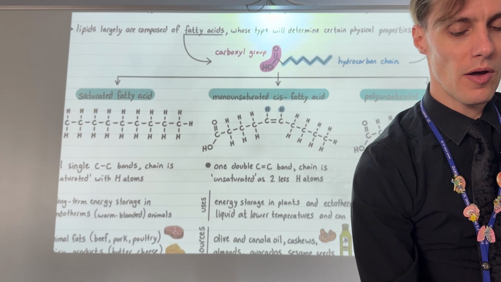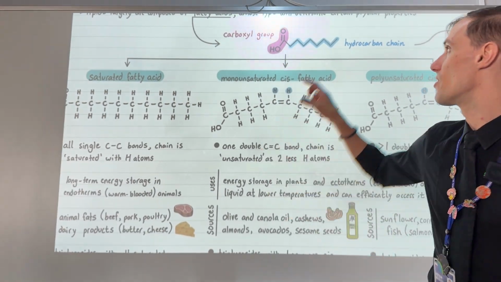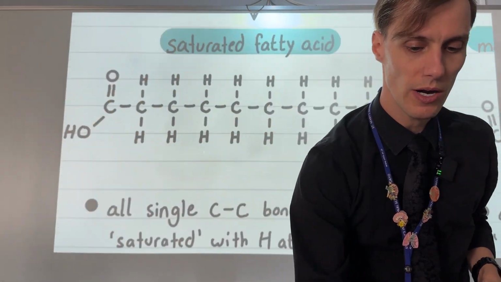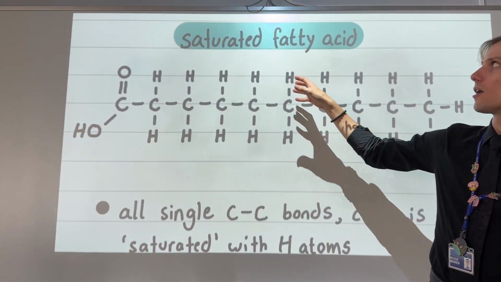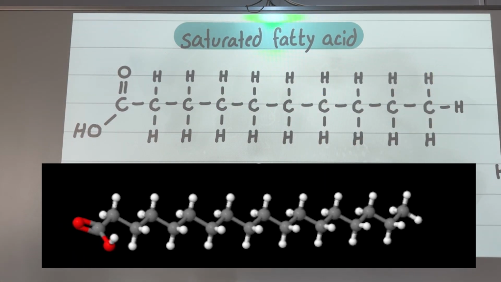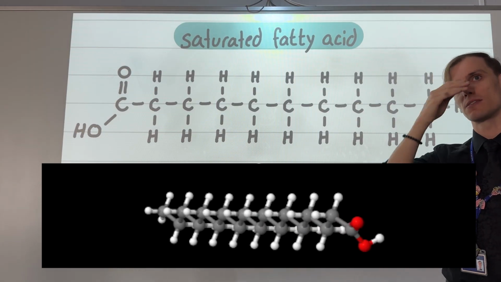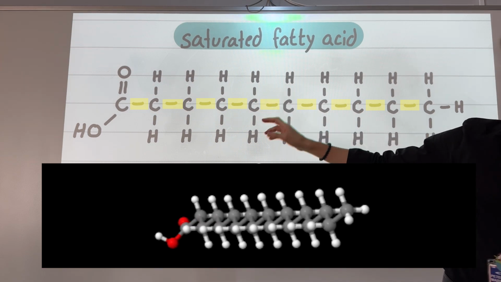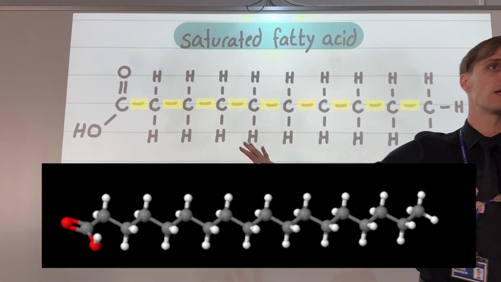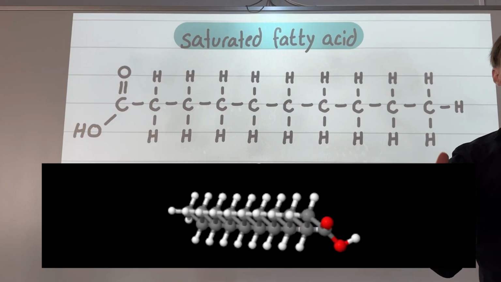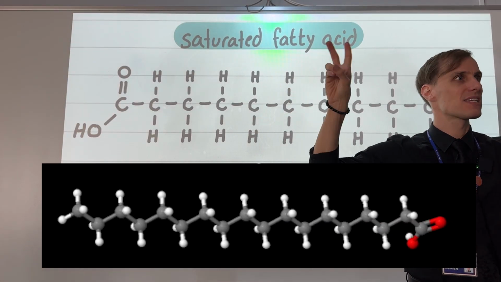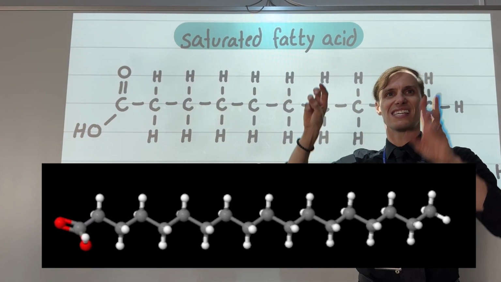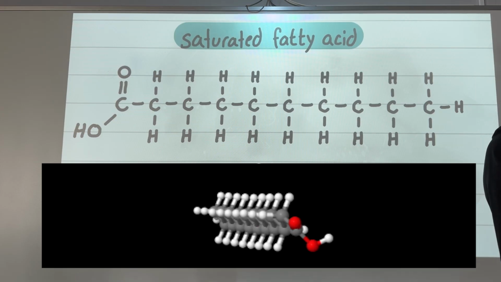Now, where lipids vary is in this chain. So there are three different major varieties that we're going to look at. The first one, and probably the simplest example, would be something called a saturated fatty acid. Now, saturated in this case means that every single carbon-carbon bond is single. So single bond, single bond, single bond, etc. So the term saturated comes from the fact that there's the max number of hydrogens possible. Because all of these are single bonds, it's saturated with hydrogen. It's where that name comes from.